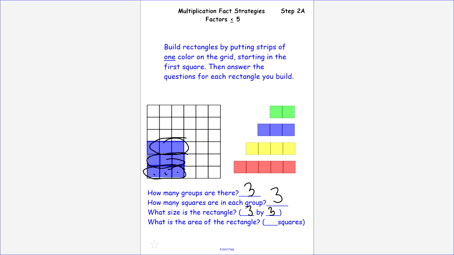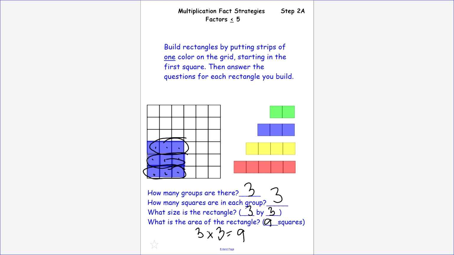Let's find the area of this rectangle. 1, 2, 3, 4, 5, 6, 7, 8, 9. The area of this rectangle is 9. So we now know that 3 times 3 equals 9.